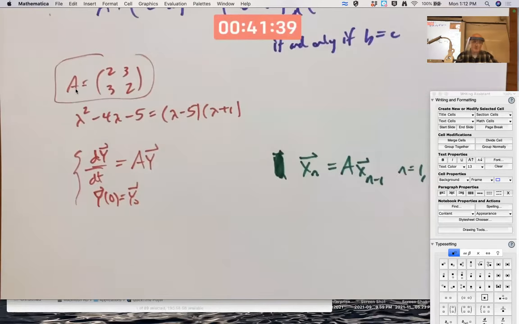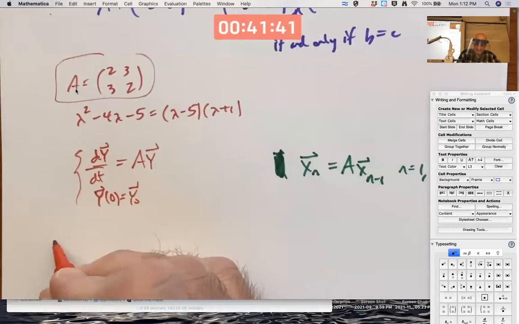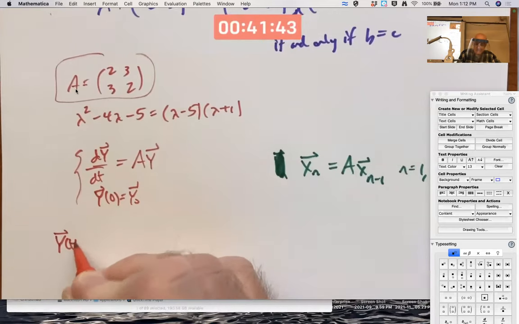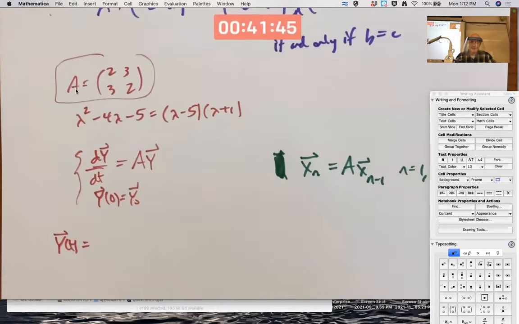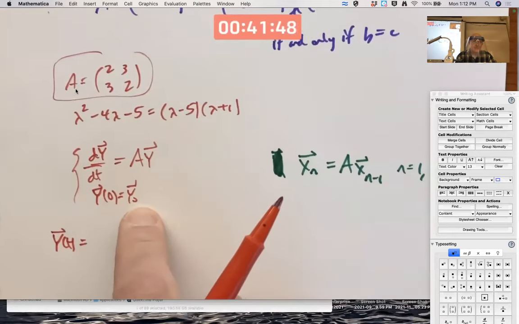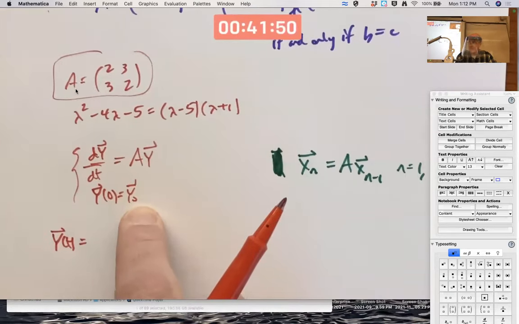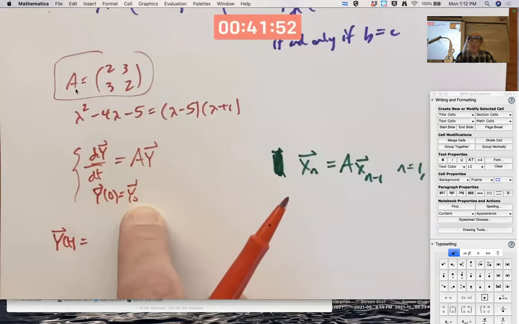Back over here, what is the beautiful generalization? It's the unique solution of this. What is the formula involving the matrix exponential? That's what I'm calling the beautiful generalization.